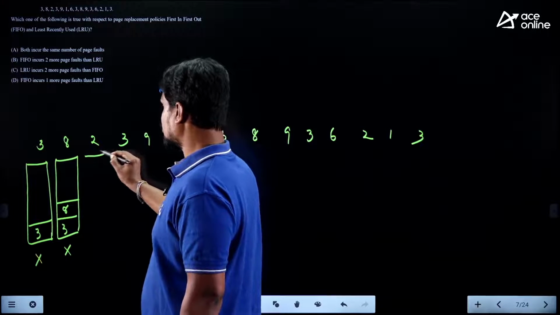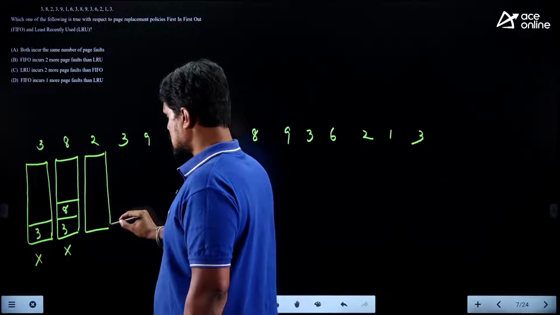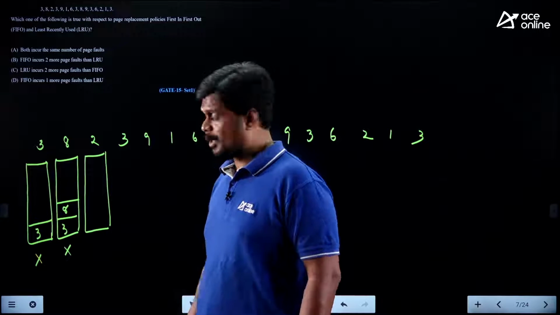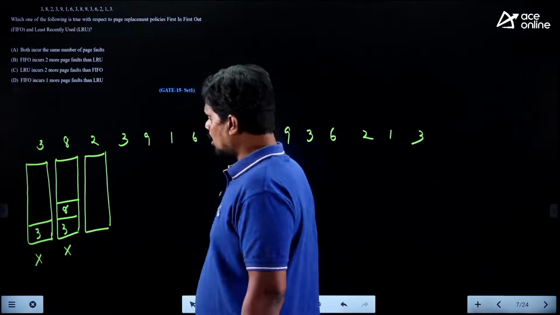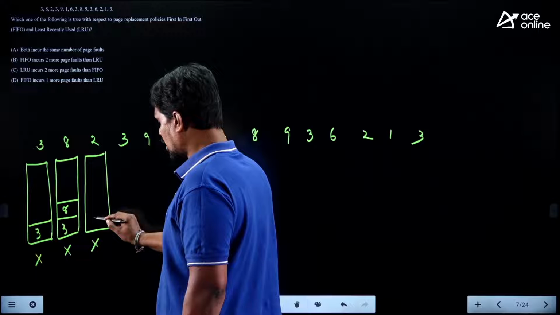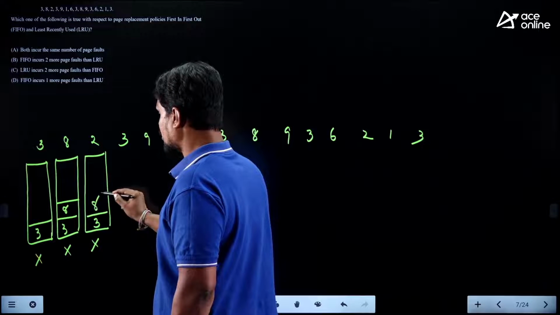Now, the CPU is willing to access page 2. By the time of reference of page 2, we are having only 3 and 8 in our memory. So it is also resulting in a page fault, and we are bringing that 2 from secondary memory to main memory.